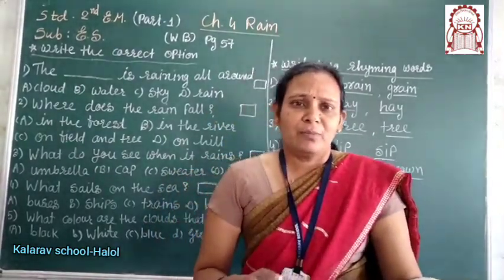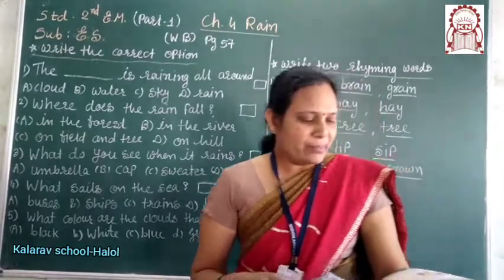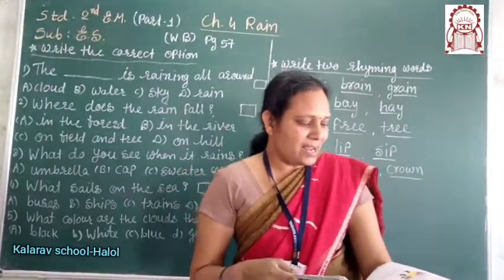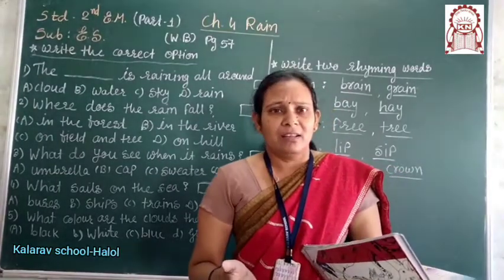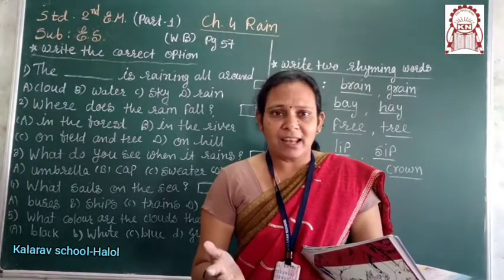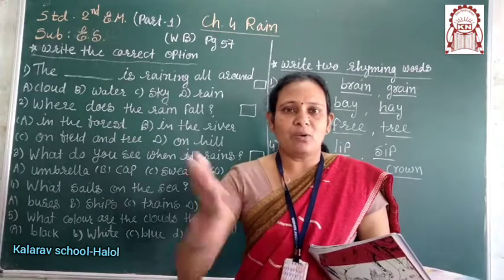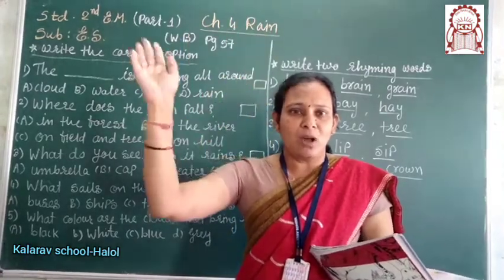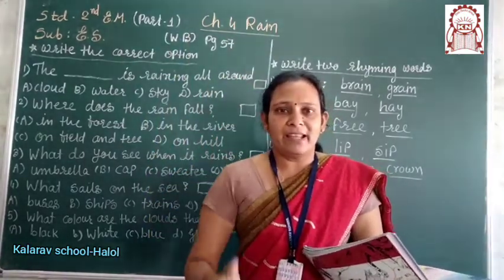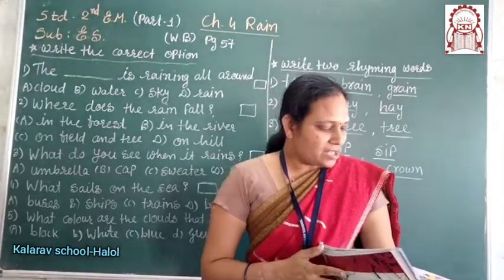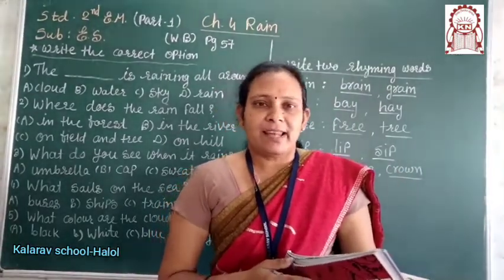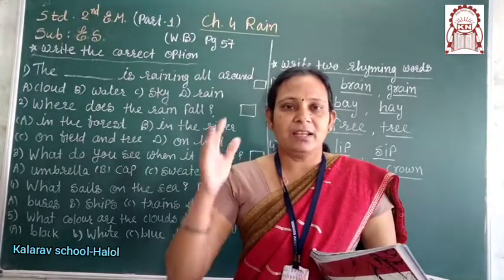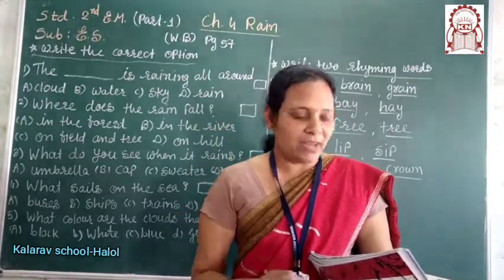It is a very good poem in the textbook. The rain is raining all around. When the rain is raining, it is from all around. All around, the land is wet, right? It falls on field and trees. Where does the rain fall? On the trees and on the field.